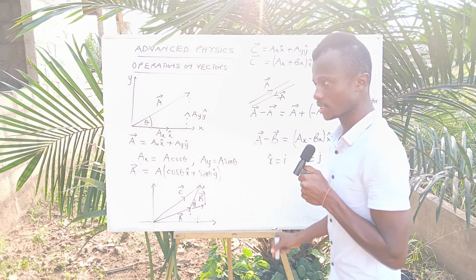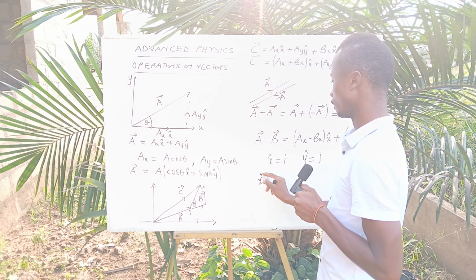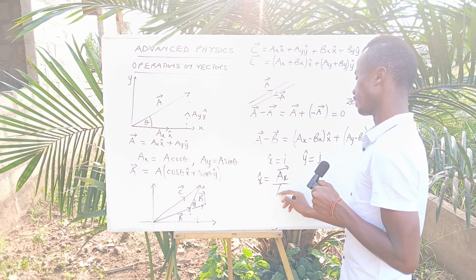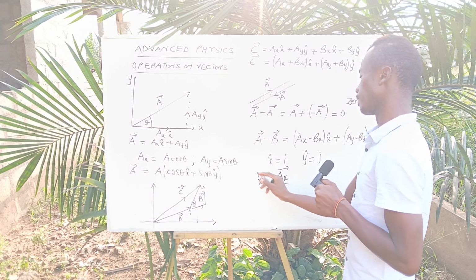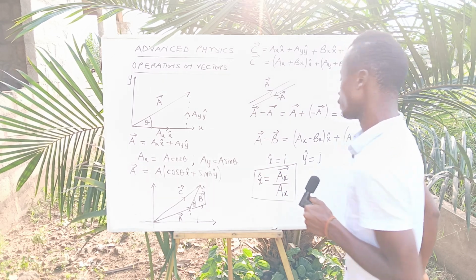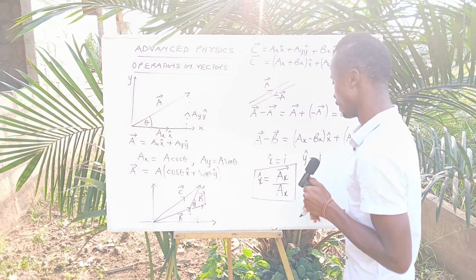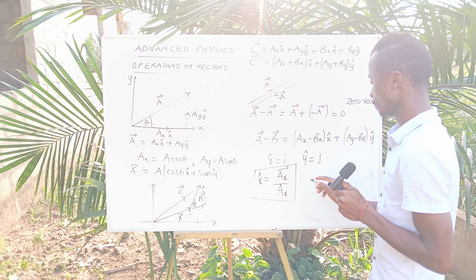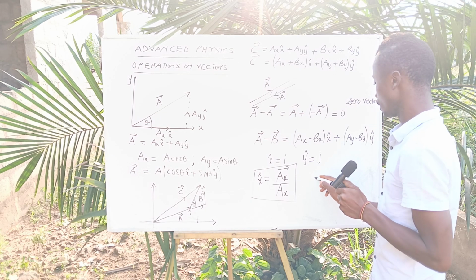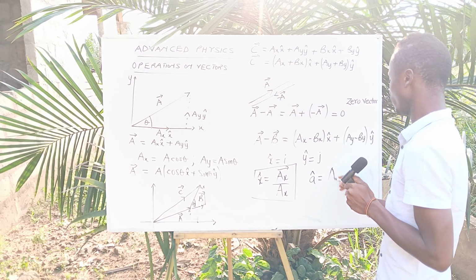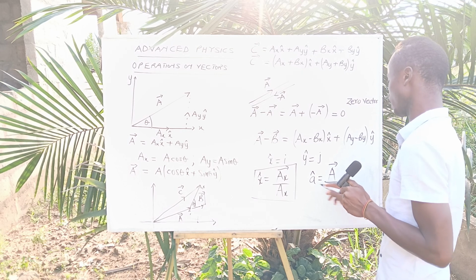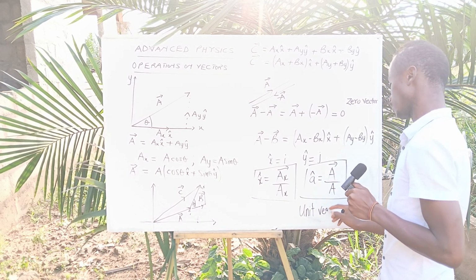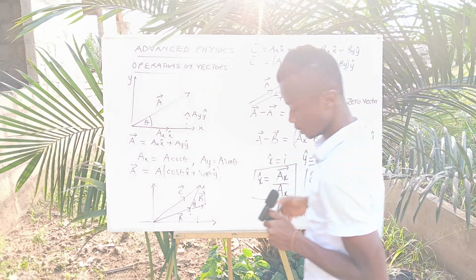We define a unit vector, say in the x direction, as a vector in the x direction divided by its magnitude. So given any arbitrary vector, say vector a, now its unit vector would be a roof, would be the vector a itself divided by its magnitude. And this is what we term as unit vector. This has already been explained in the previous video.